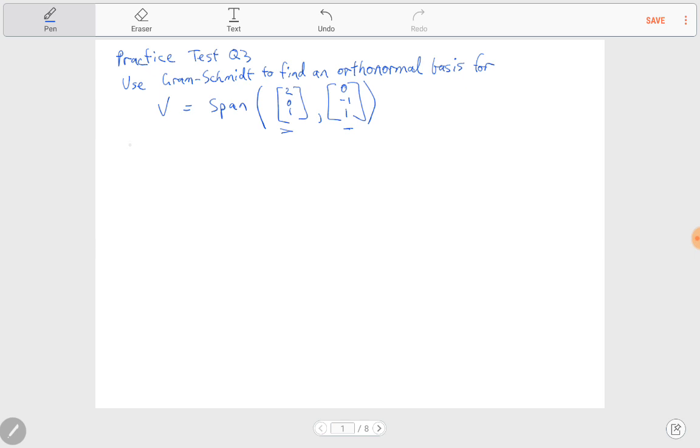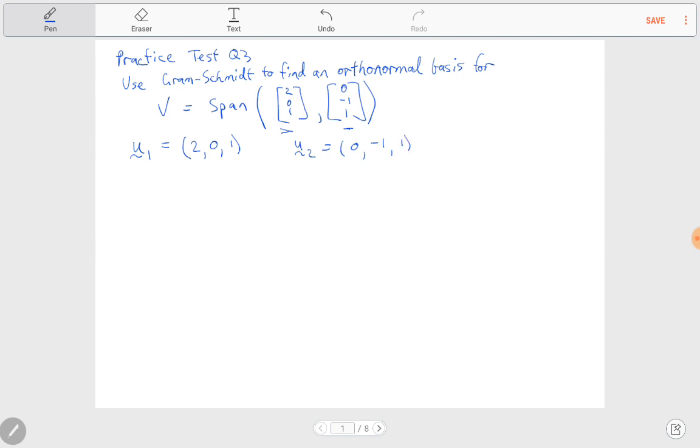I'm going to call U1, and I'm going to use the row format for these vectors, so I'll write them as row vectors. It's exactly the same thing, just a different way of writing it. I find this notation more convenient because when I'm doing dot products I'm used to writing them in row format, so I'm going to stick to it. And we're going to let U2 be equal to the other vector, (0, -1, 1).